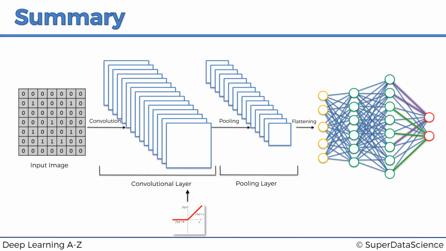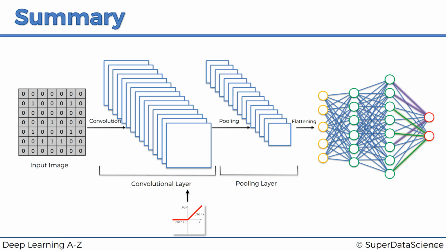So we've learned quite a lot in this section of the course. Let's summarize what we've talked about. All right, so here we go. We started with an input image to which we applied multiple different feature detectors, also called filters, to create these feature maps. And this comprises our convolutional layer.